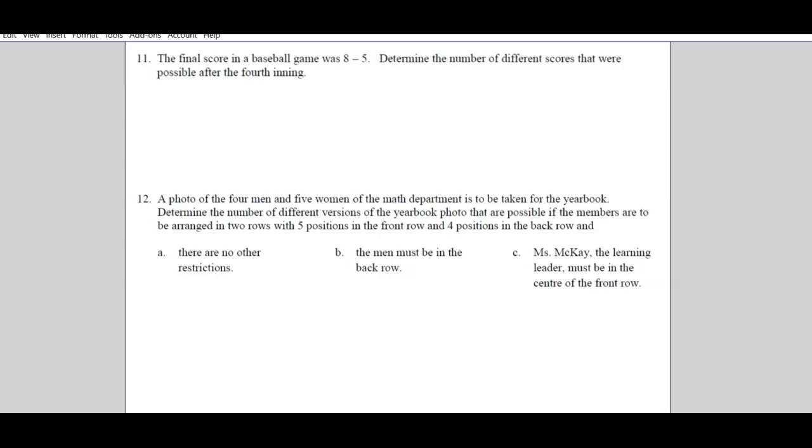Okay, so final score was 8-5. How many possible after the 4th inning? Because we have to think of all possible scenarios. It could, after the 4th inning, still be at 0-0. Okay, so you could start at 0-0. You could start at 0-1, 0-2, etc.